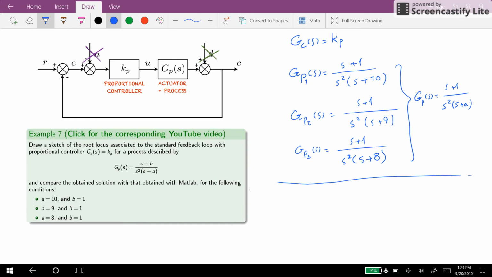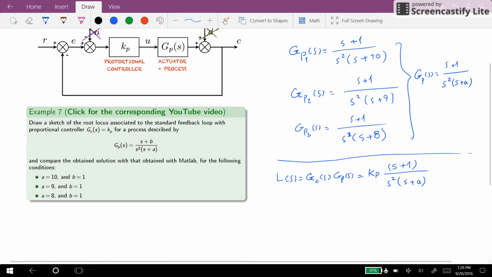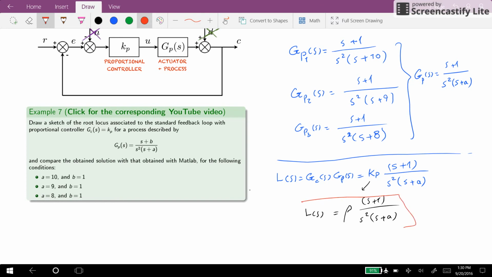So as a result, our loop transfer function L of S, which is equal to GC, the controller, times GP, is in the form of KP times S plus 1 over S squared times S plus A. And if you want to use rho, then KP could be replaced by rho, and rho times S plus 1 over S squared times S plus A will be our L of S. And we know that rho is equal to Kp.